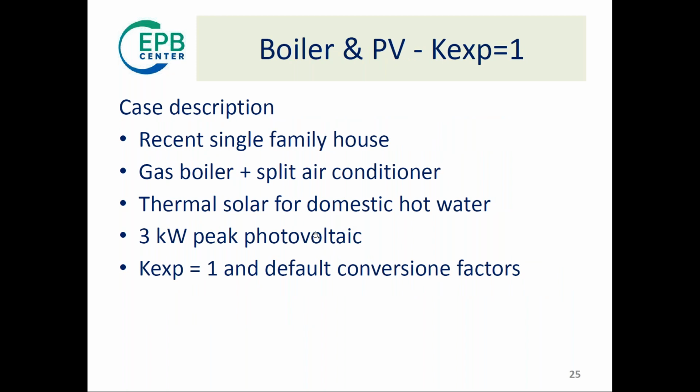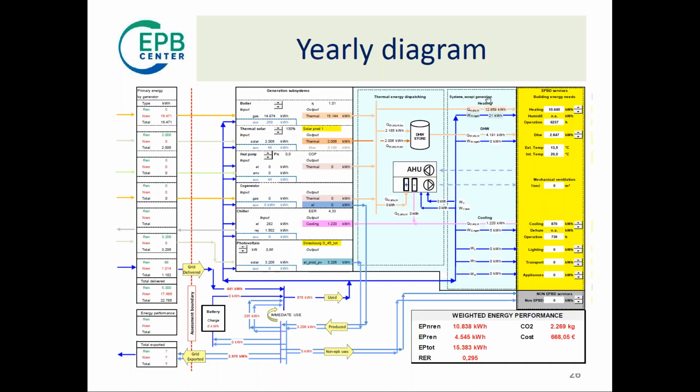So here we go to a simple example just to get the first flavor of the calculation. It's a simple single family house, with a gas boiler and split air conditioner, some thermal solar for domestic hot water, reasonably sized, 3 kilowatt peak photovoltaic, and K exported equal 1 and default conversion factors from 52000-1. If you do this, this is what will be the result in our scheme.